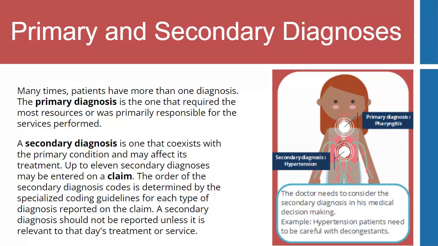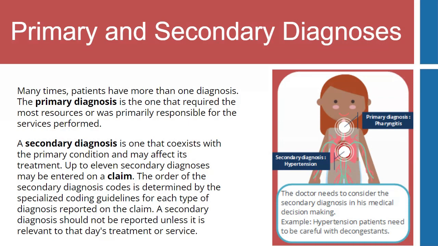So if we look at this picture over here, it says primary diagnosis is pharyngitis, right? So that means that the patient had, we know itis is inflammation, right? And so pharynge refers to the pharynx, or throat. So that means that they have inflammation of the pharynx, okay? So that's the primary diagnosis. That's the main reason why the patient came in. So when we fill out that claim form, we've got to make sure we list that first.